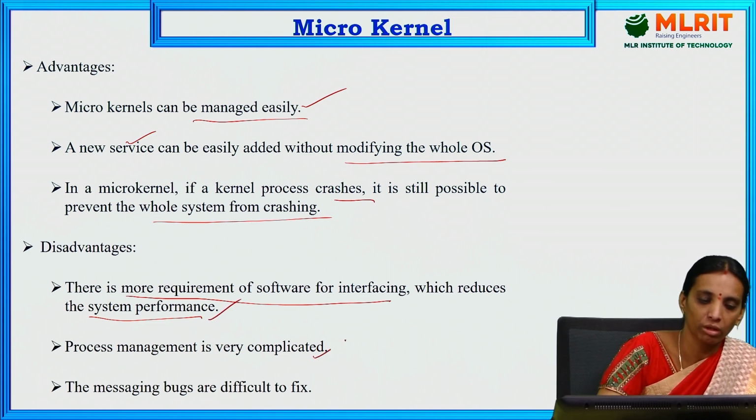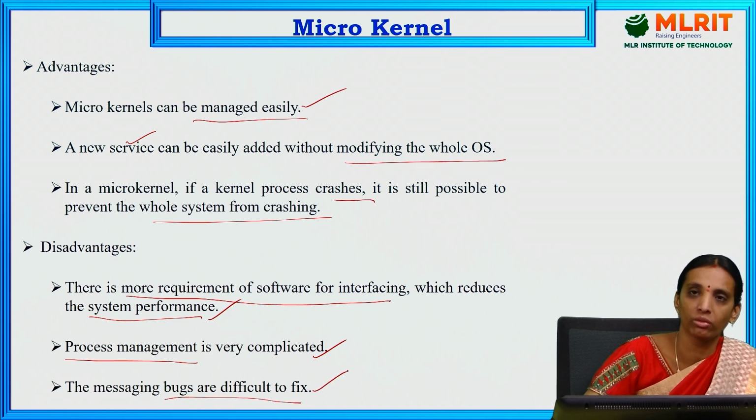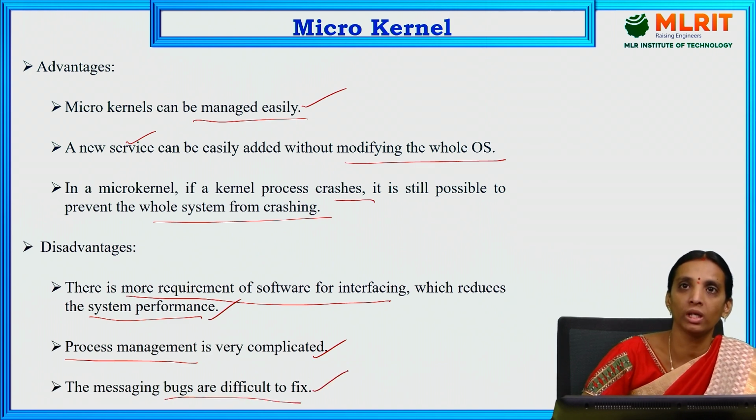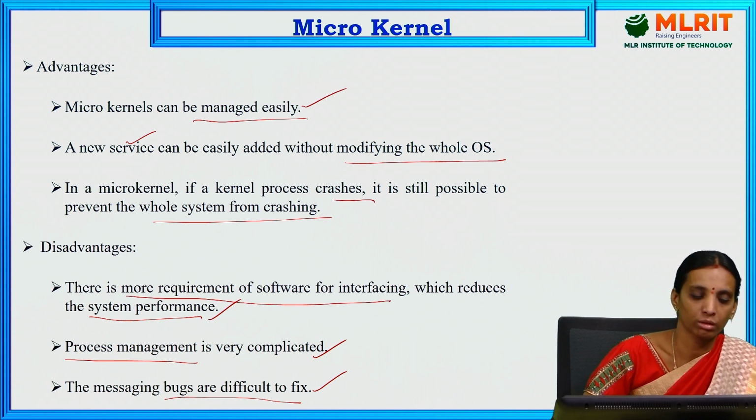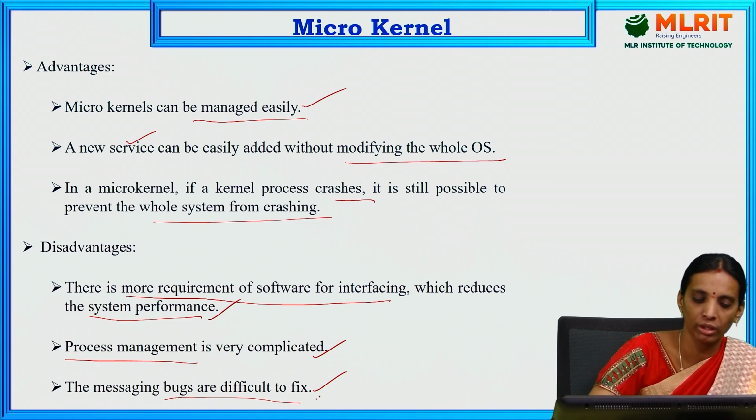Process management is also very complicated, and the messaging bugs are also difficult to fix. If more bugs are there in each application, then it is a very time-consuming process to fix those bugs. So it is very difficult to fix the bugs.